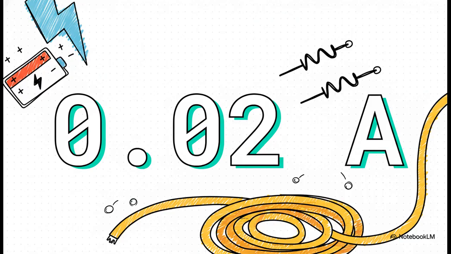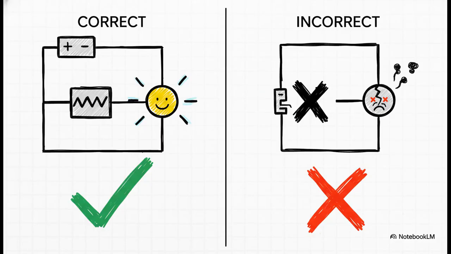Problem solved. And look, this isn't just some abstract math problem. This exact calculation is what engineers and hobbyists do every single day. It's how they figure out the correct resistor to use so they don't accidentally burn out something like an LED in their projects. It's incredibly practical.